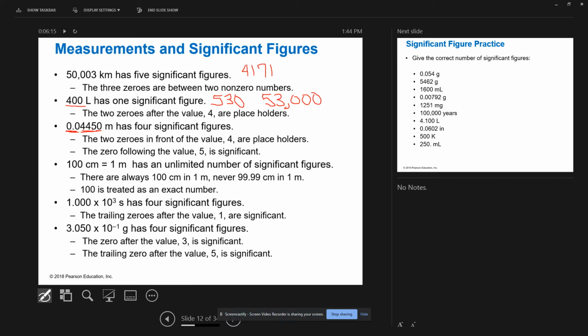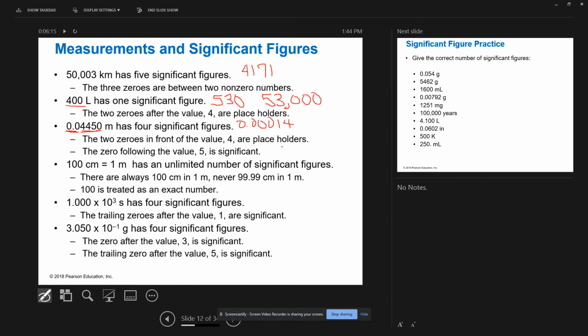So in this number here, I have 1, 2, 3, 4 significant figures. These two are just used as placeholders. So let's say, for example, I had 0.00014.